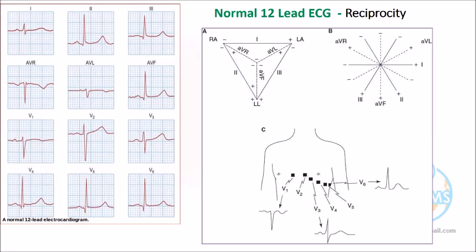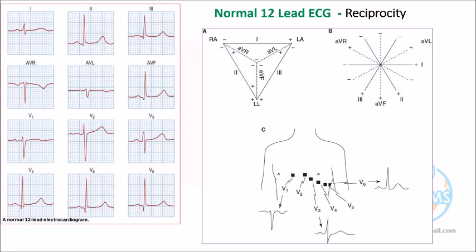If I ask you, can you name one ECG lead where all the waves are negative? AVR. Okay. Any other one? No one. You are absolutely right. All the waves are negative in AVR. This is very normal.